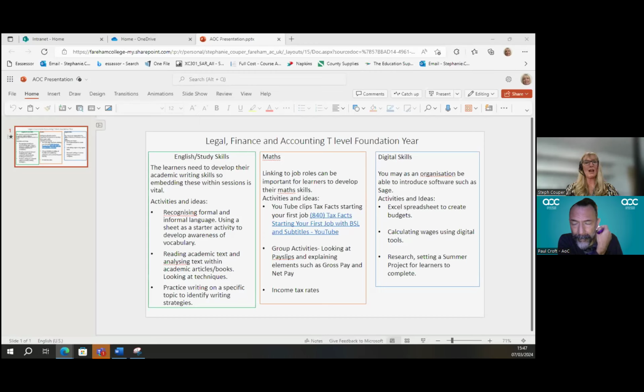Again, we work very closely with the maths team. So if they know we're doing something on tax, they will do something on tax too, so it marries up. Then going forward, our T level students do core maths as an extra GCSE. So again, we show a clear progression from the foundation year. If they achieve that, they can go on to the accounting T level, and they can do additional qualifications alongside that, which employers really like.